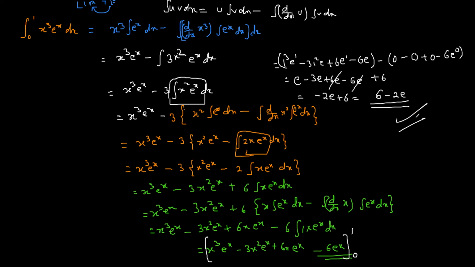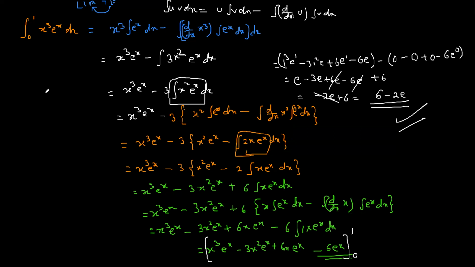Just go through once and see how we apply the upper limit and lower limit. In this question, how many times do you integrate? This is the first time, this is the second time, and this is the third time. So three times, one more time, four times. So four times you integrate.